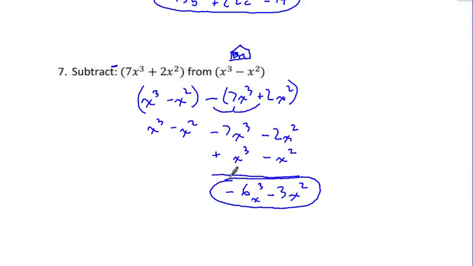The second thing you have to be cautious of is a problem like number 7. Subtract something from something else. Where it's coming from is the first one, and you will distribute a negative to the second. That's very important to remember. If you remember those couple things, you will be just fine adding and subtracting polynomials.